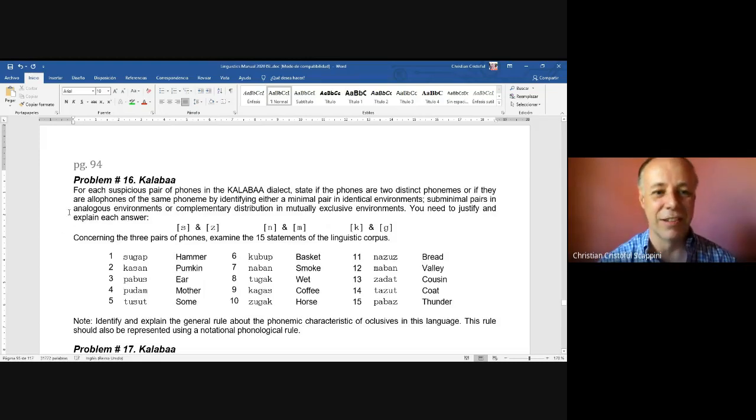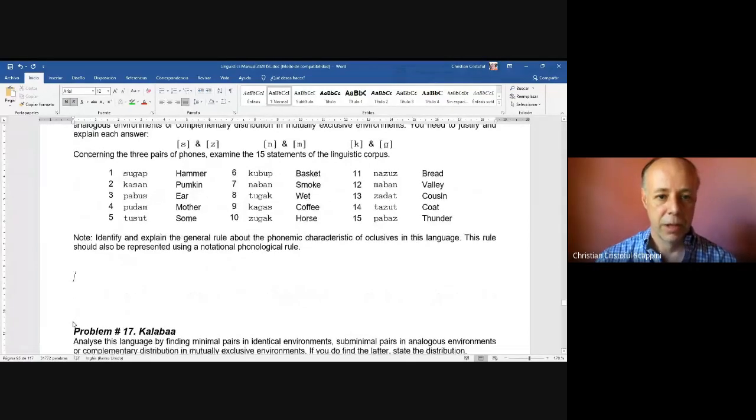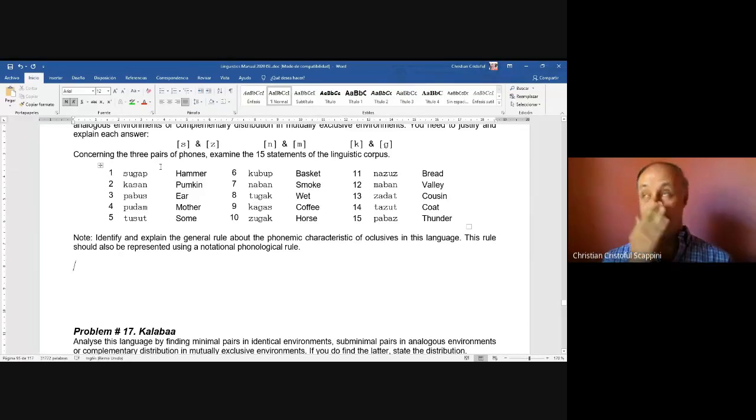Very good. It says, for each suspicious pair of phones in this dialect, state if the phones are two distinct phonemes or if they are allophones of the same phoneme. By doing this, you need to explain your answer. All right. So, number 16. Let's start with the first pair, which is S and Z. What are the steps? First, look for minimal pairs. Do we have a minimal pair for that?